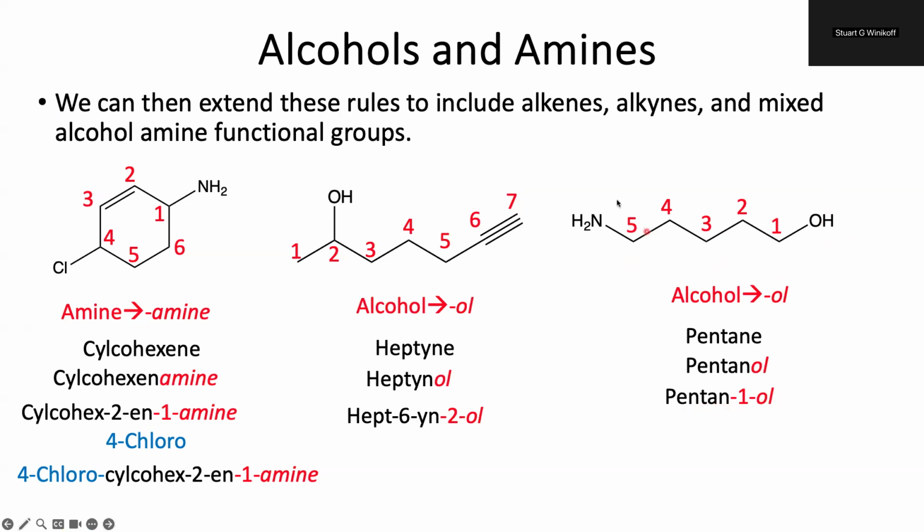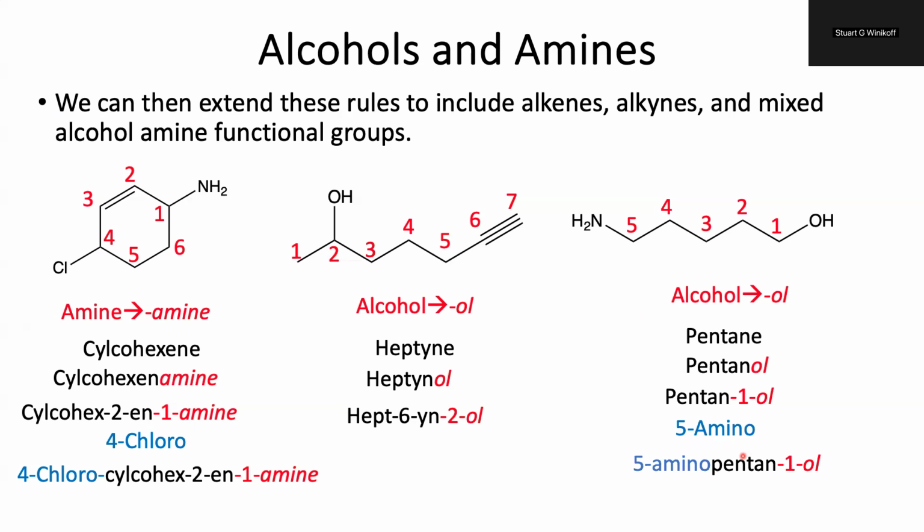Now we're treating that amine as a substituent, so it gets the amino label instead of the amine, meaning that it is 5-amino. Bringing this together, I have a 5-aminopentan-1-ol.